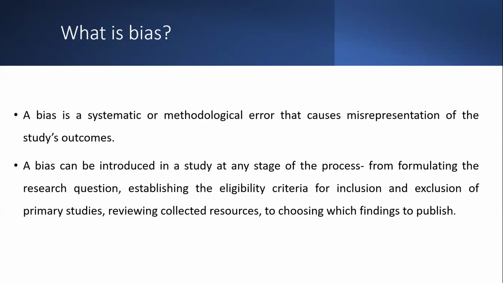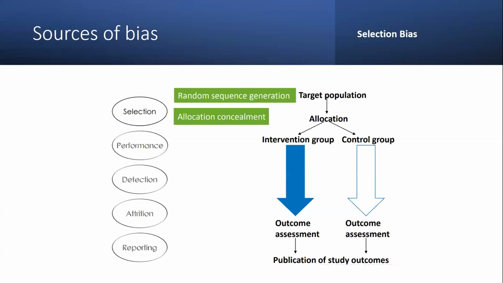Then a bias can be introduced in a study at any stage of the process, from formulating the research question, establishing the eligibility criteria for inclusion and exclusion of primary studies, reviewing collected resources, to choosing which findings to publish. Even if you have done the study in a very good manner, but selective reporting has been done, that will cause bias in reporting of the findings.